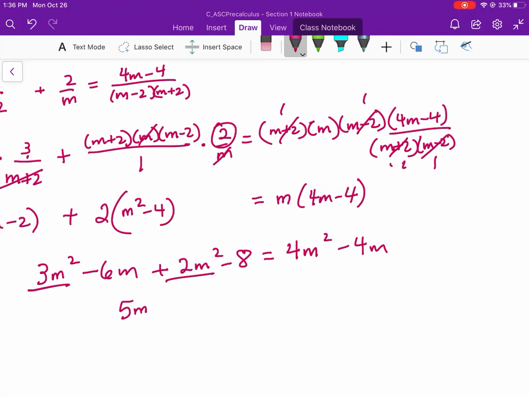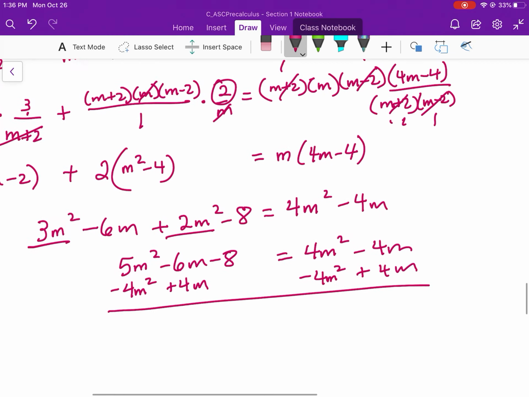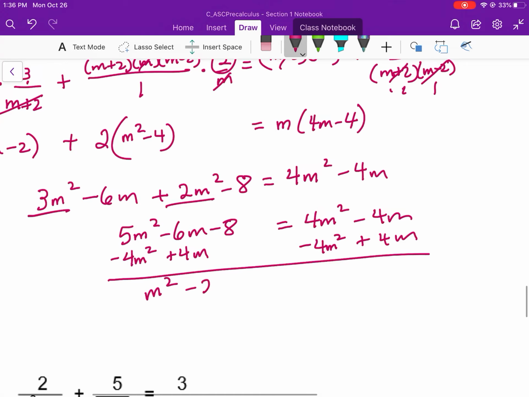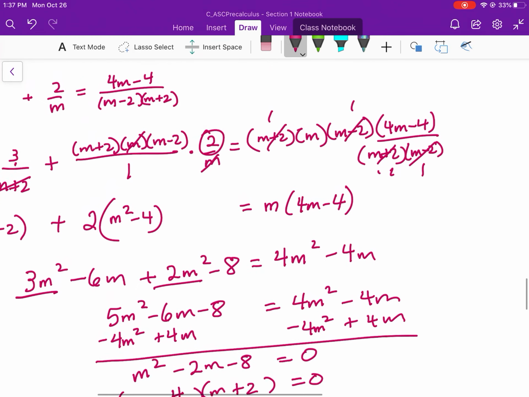Let's get everything to the other side. This is 5m squared on this side, and then I have 4m squared on this side, so I'm going to subtract 4m squared because I need to make it equal to 0. I'm going to add 4m to make it equal to 0. So I end up with m squared minus 2m minus 8 equals 0. And this I'll always be able to factor. You can use the quadratic formula, but you can always factor it. So m minus 4, m plus 2. So m equals 4 or negative 2.